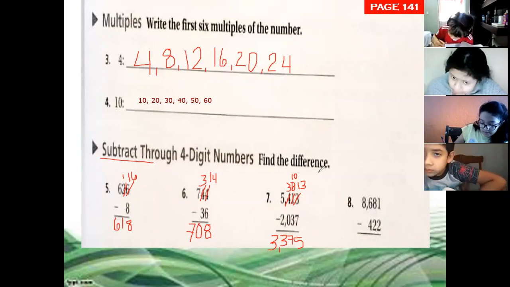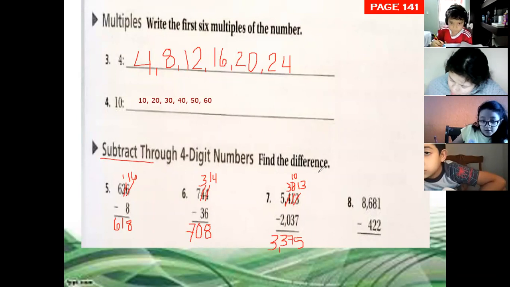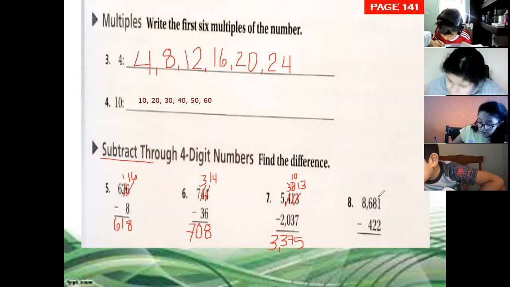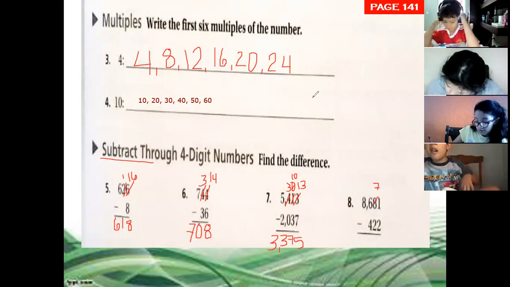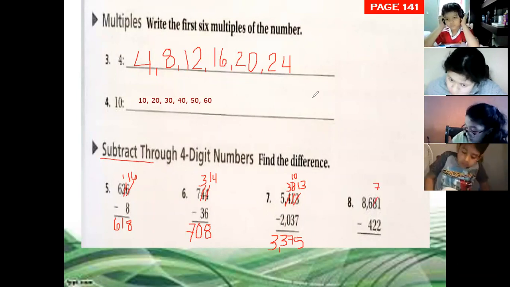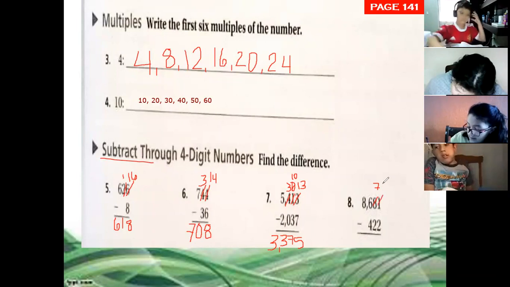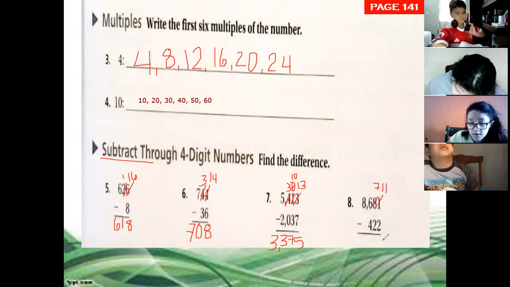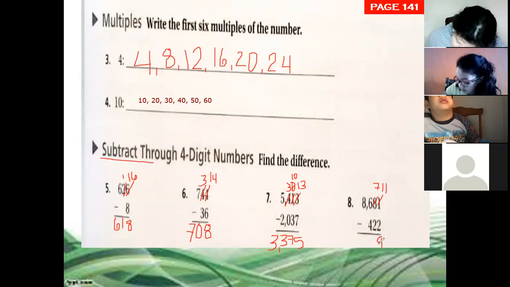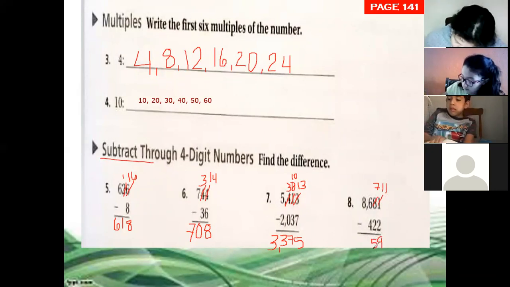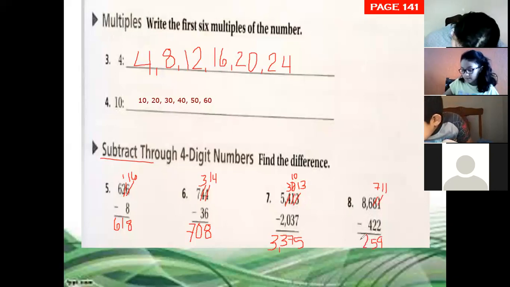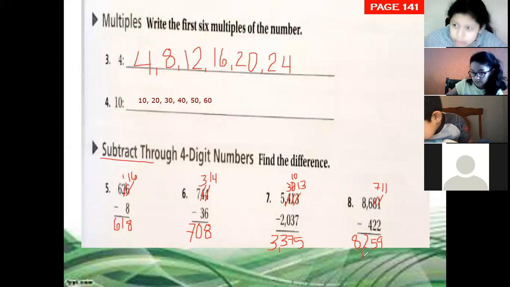The next one is 8,681 minus 422. 1 minus 2. Not possible, I have to regroup. This one is 11. 11 minus 2, 9. 7 minus 2, 5. 6 minus 4, 2. And I just copy the 8. 8,259. What a big comma I made.